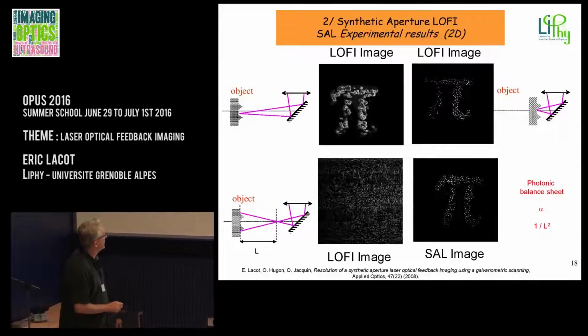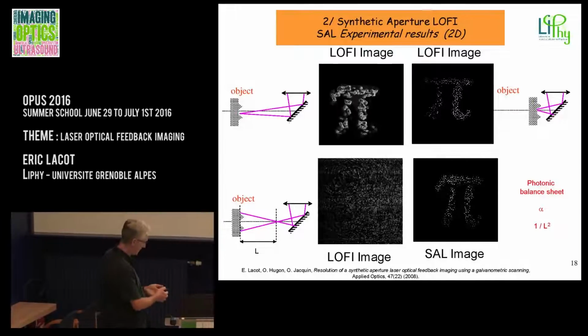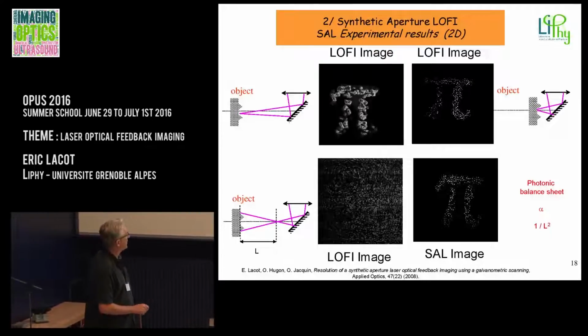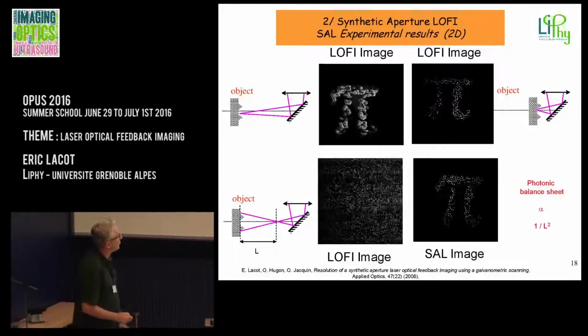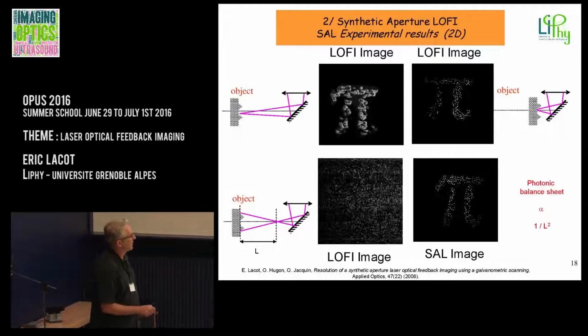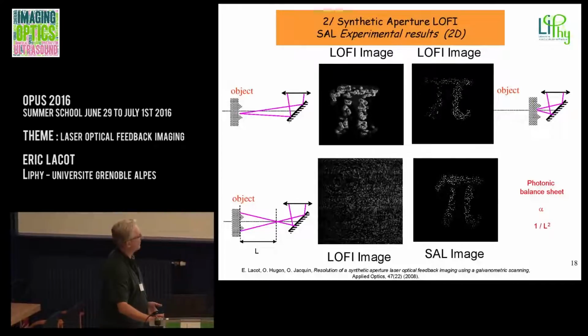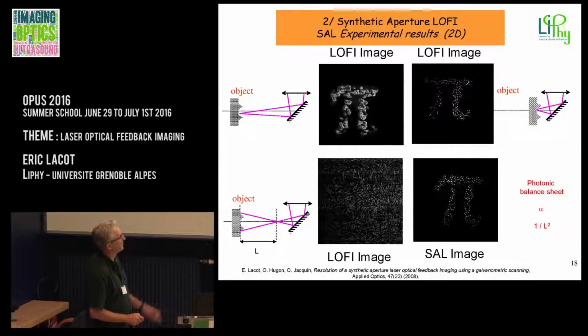Now the object is always here. We take this lens with a high numerical aperture, in fact, and the focal point is in front of the object, and the distance between the focal point and the object is equal to L. The conventional LOFI image is shown here. Of course, we see nothing due to the fact that the laser beam is completely defocused. And after the 2D synthetic aperture process, you can see the image, in fact. So now, again, we are able to resolve the different silica beads which are located behind the P-shaped hole.